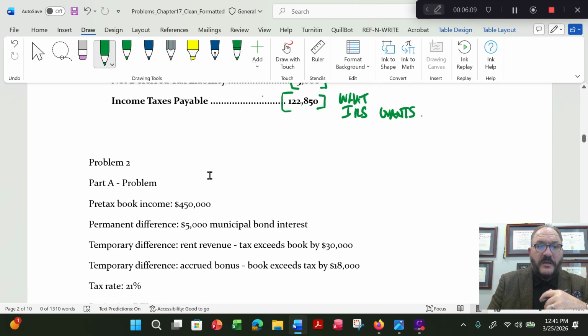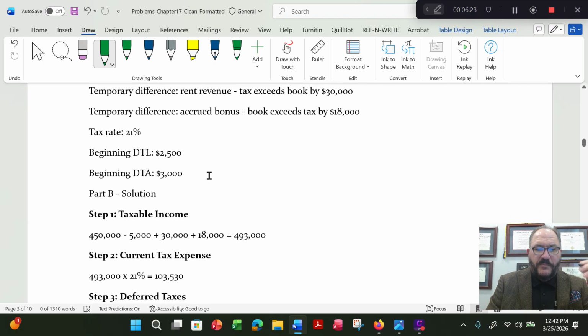Okay. Here, problem 2, pre-tax book income is $450,000. Okay, now we have municipal bond interest, $5,000. Well, you know that's not taxable, right? So if you take a look at what happens down here, we wind up subtracting that because we're trying to calculate the taxable income.